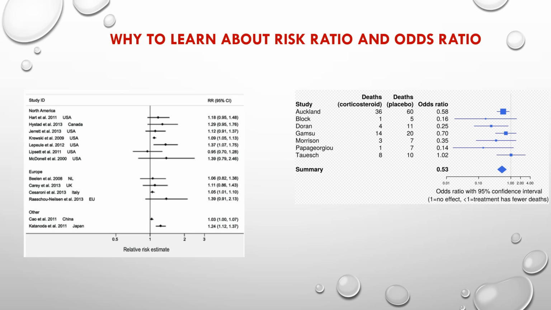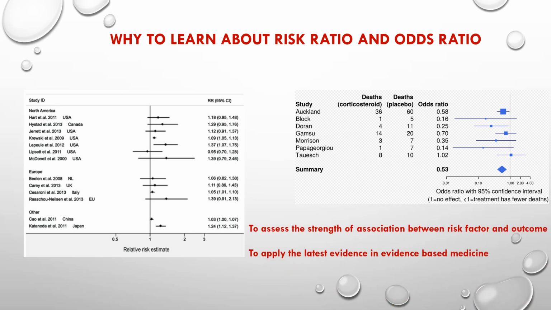So, if a doctor is not aware of the terms risk ratio and odds ratio, he will not be able to make good decisions based on the latest research evidence. So, these are the two aims of learning what is risk ratio and what is odds ratio. First, it helps to assess the strength of association between the risk factor and outcome. And second, it helps to apply the latest evidence in evidence-based medicine.